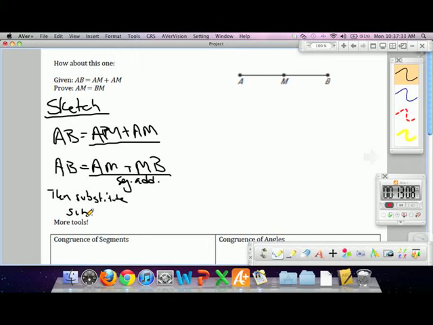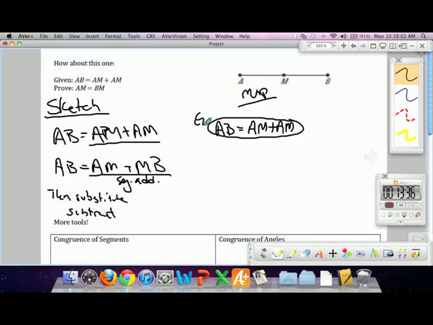And this I'll do as a map. So, as with a two-column, we'll start with our given statement. So we have AB equals AM plus AM. And this is a given statement. Okay? In map form, this is a given statement. That's that part of our sketch.